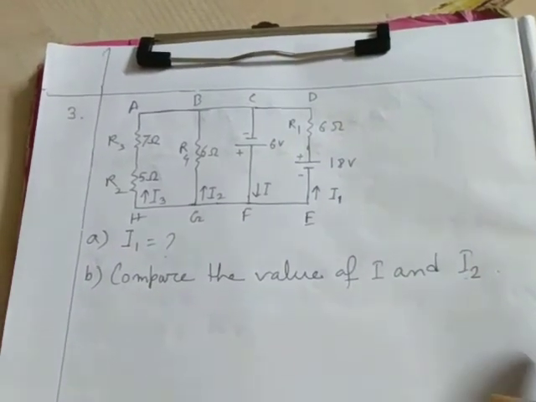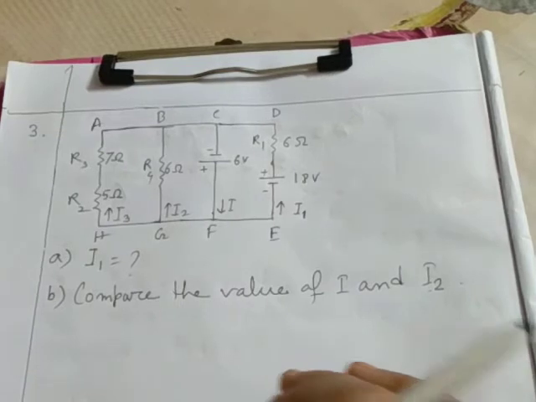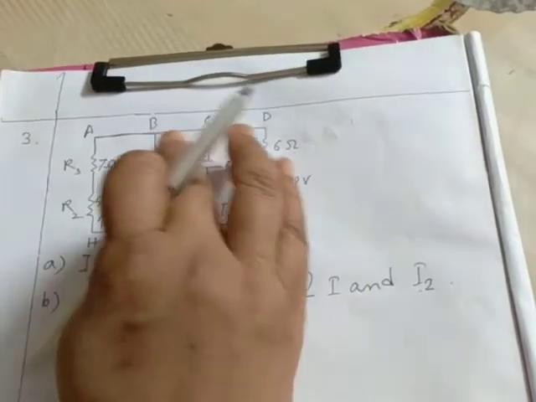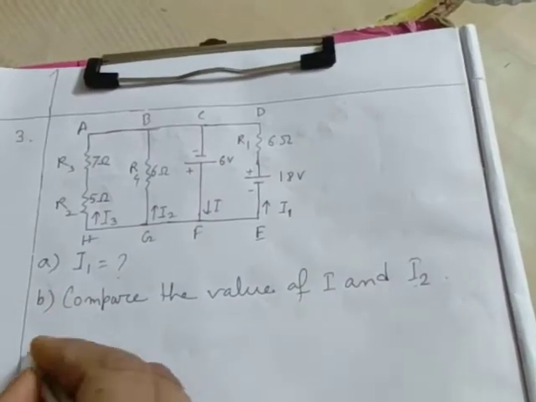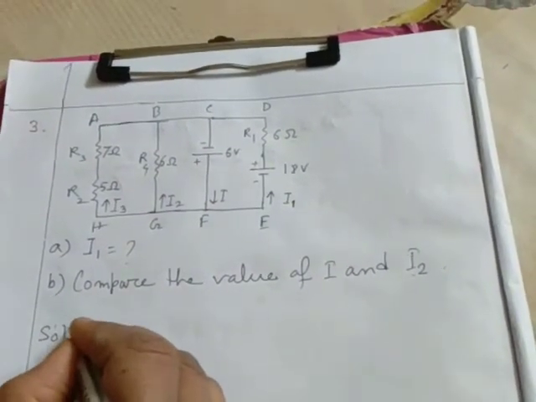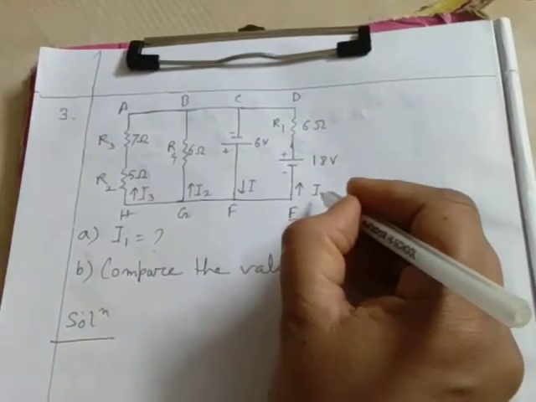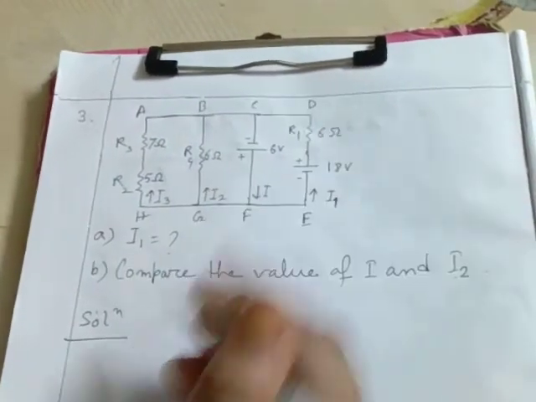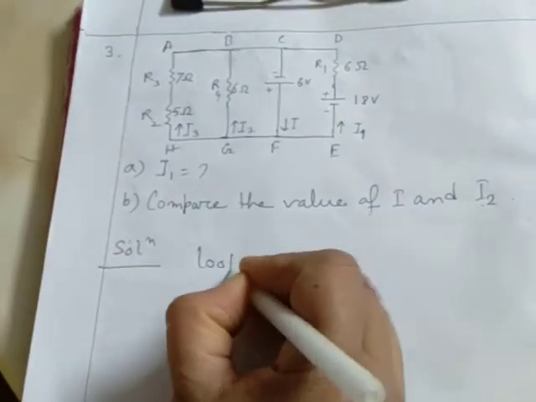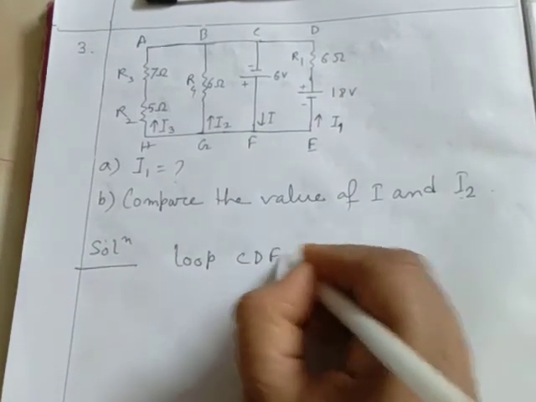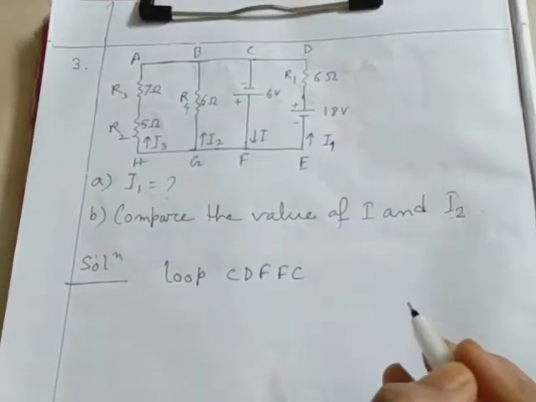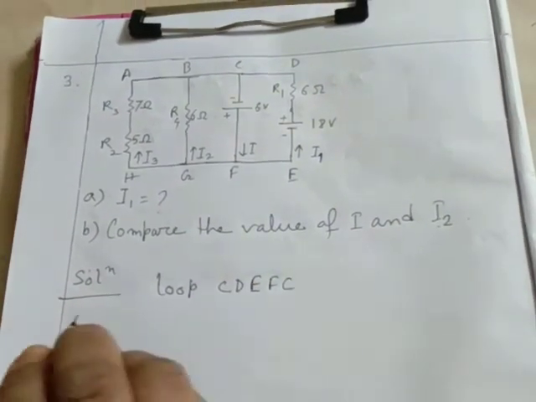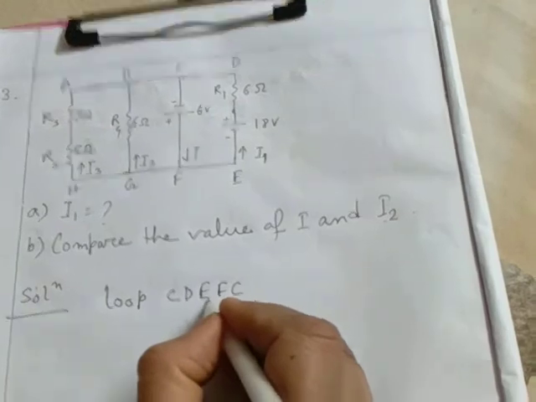Dear students, you have to apply Kirchhoff's law, that means Kirchhoff's voltage law and Kirchhoff's current law, while doing this math. So at first, solution of part A, we have to find out the value of I1. So obviously we have to choose this loop, that means loop C, D, E, F, C. I have already told you, from where you start, there you will reach. So loop C, D, E, F, C.